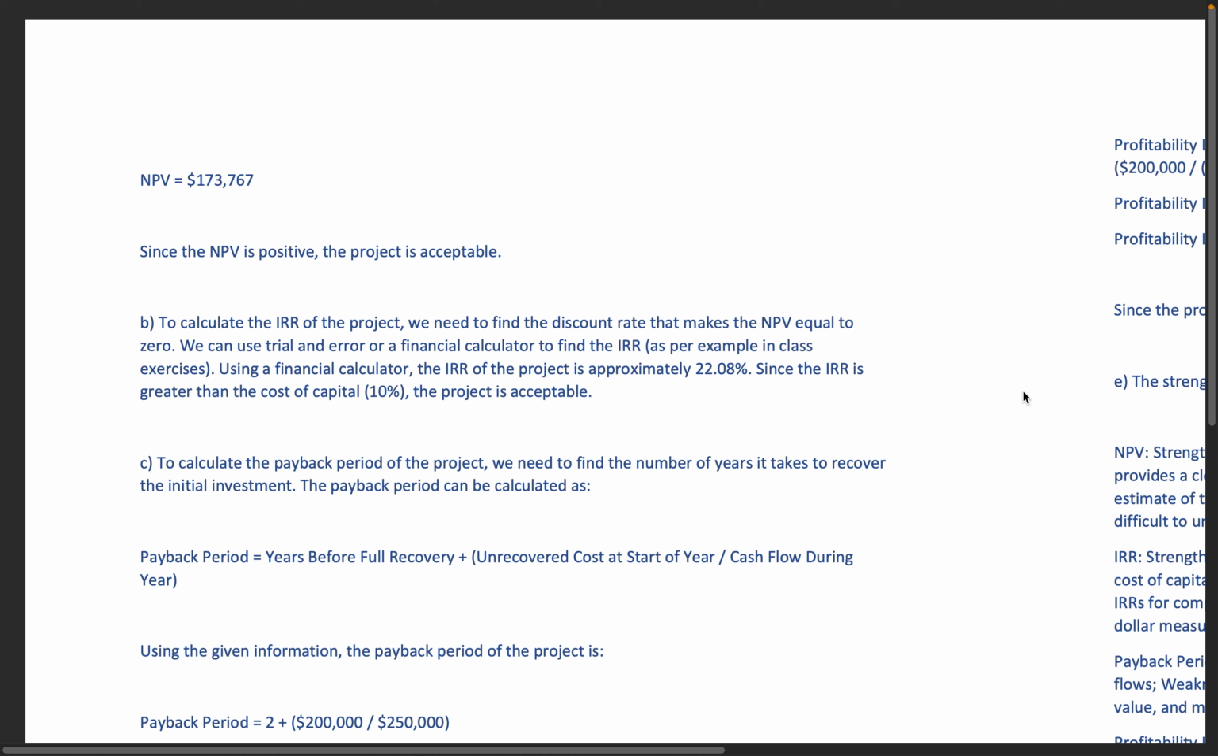Okay, maybe something that you would see later on if you took an MBA course, you'd have to calculate it. You can, of course, calculate it with Excel as well, should you wish to. So the IRR for this project is 22.08%. Okay, because it's greater than the cost of capital, which is 10%, then the project is acceptable.